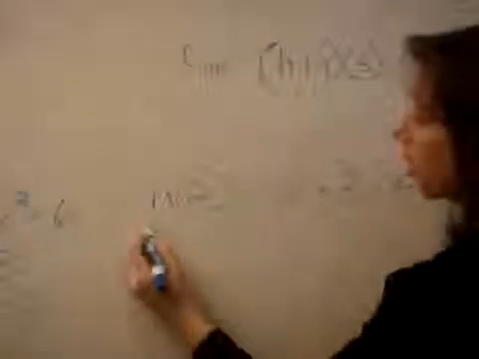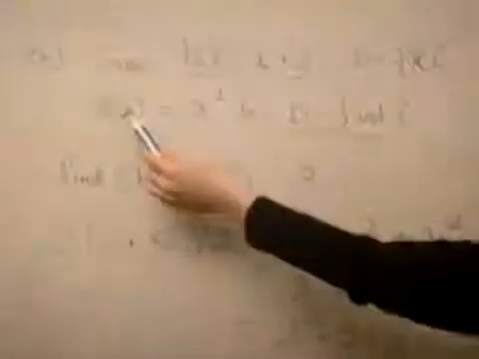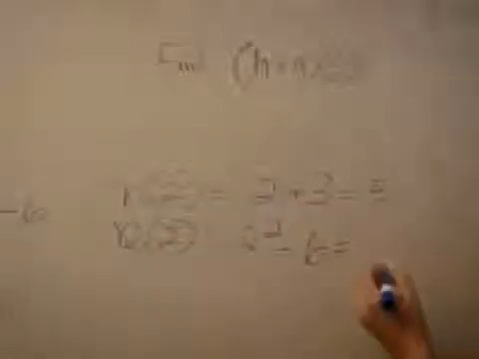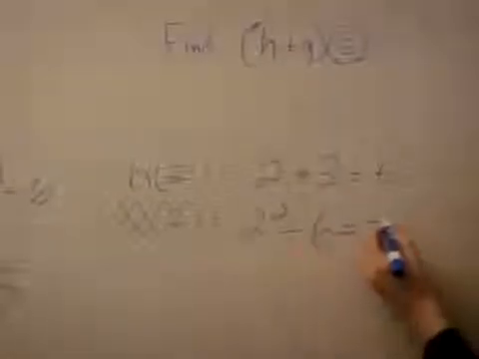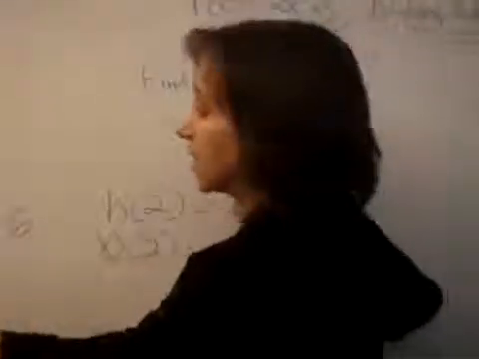Then I'm going to do O of 2. So we go to the O function. Where I see the x, I'm going to put a 2. So that would be 2 squared minus 6, and that's going to be minus 2. And when we add these together, again, we're going to get 3. So we get the same answer either way. You can either add the functions algebraically and then substitute the 2, or you can evaluate each function separately and add their two answers together.